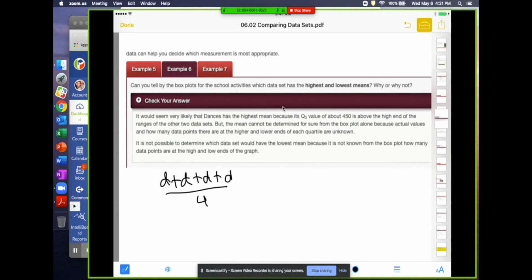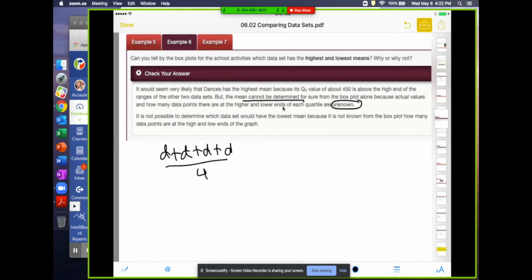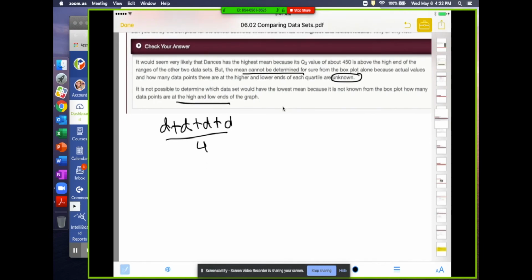So the mean is the average. If I take 4 data sets, so data plus data plus data plus data divided by 4, I can't really determine that from a box plot because the box plot just shows the 5 number summary. It doesn't tell me how many data points are in what area, what the numbers are. I don't know exactly, so it's hard for me to determine what the average is going to be if I don't know the exact numbers. So let's say I have a box plot and I draw it out and it's just going to be random, no numbers attached to it.